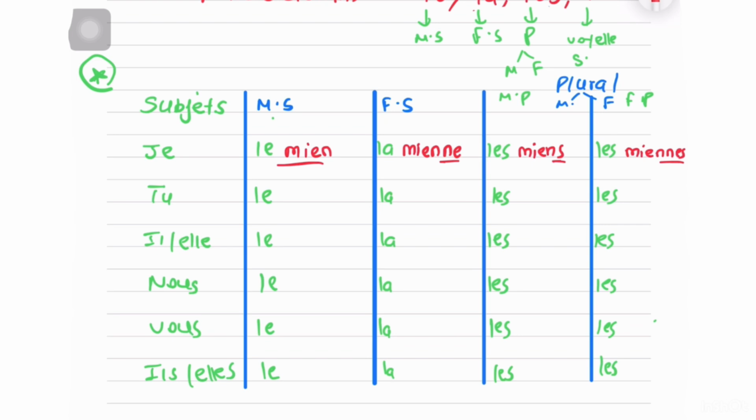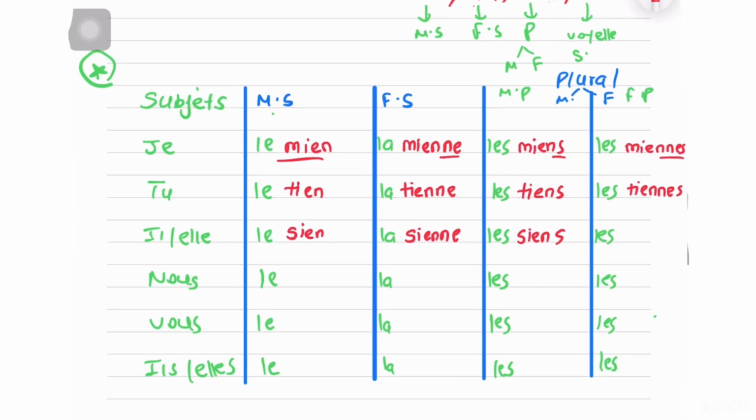Same way for tu, we take tien, le tien. Now with plural that becomes les tiens with an s. For feminine it is la tienne. And for feminine pluriel, you take the same word tienne and add an s to it. With il, elle, it is sien. Then if you make it plural, masculine plural, you'll take the same word and add an s to it. For feminine, la sienne, hers. This one is les siennes, add an s to it.